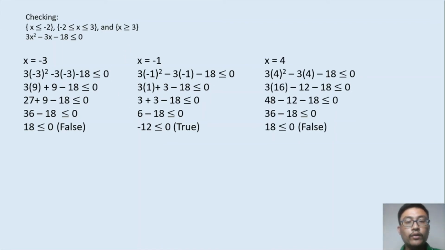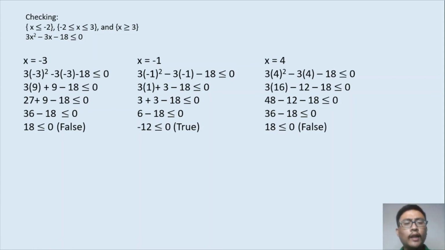And then, yung isa naman is dun sa greater than or equal to 3. Say, 4. Dun tayo sa 4. So, substitute lang natin. So, that's 3 times 4 squared minus 3 times 4 minus 18. 4 squared is 16, minus 12 minus 18. 3 times 16 is 48 minus 12 minus 18. 48 minus 12 is 36 minus 18. 18 is less than or equal to 0.